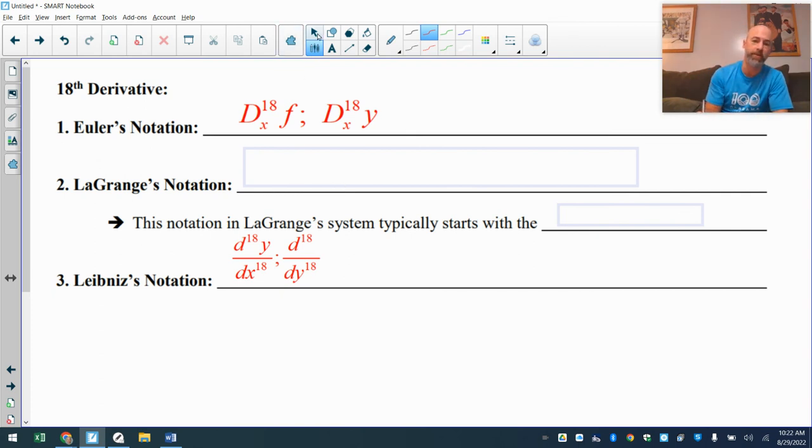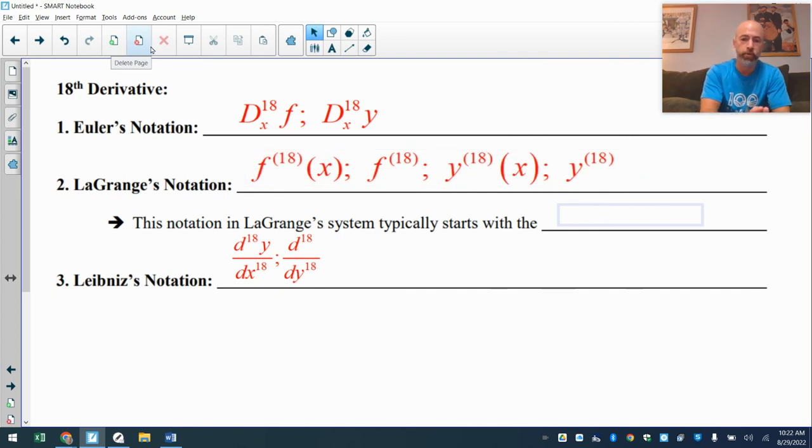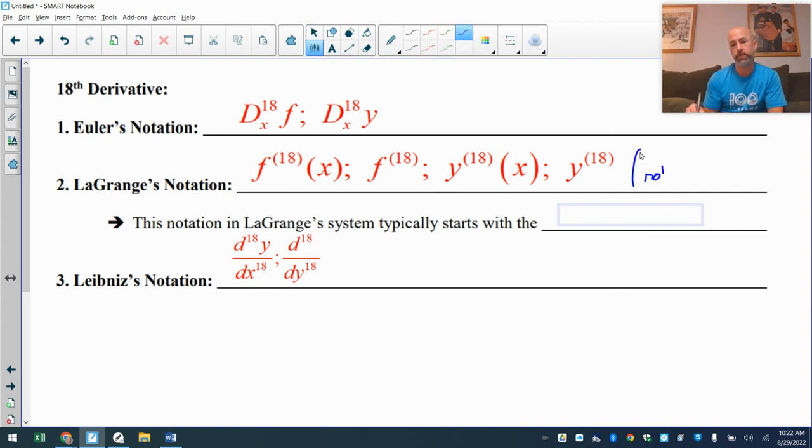However, the most common method we use with Lagrange's method to indicate higher order derivatives is you put the order derivative that you want in parentheses. Now, the parentheses are what separates it from being an exponent. So if I want the 18th derivative with Lagrange, you put an 18 in parentheses, and I'm going to put a little extra note here. Note, without the parentheses, f18 of x is the same thing as the function f of x to the 18th power. So those parentheses are what really distinguishes exponents from the order of the derivative.